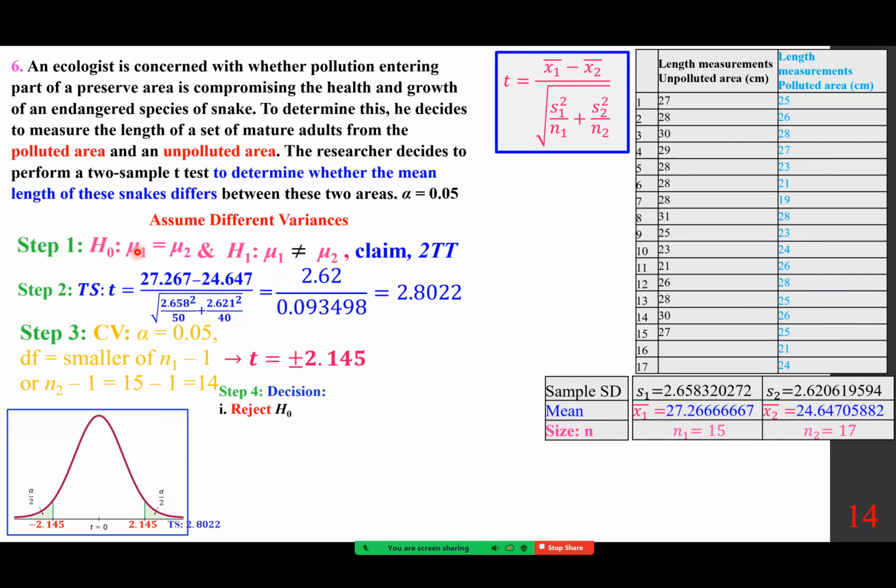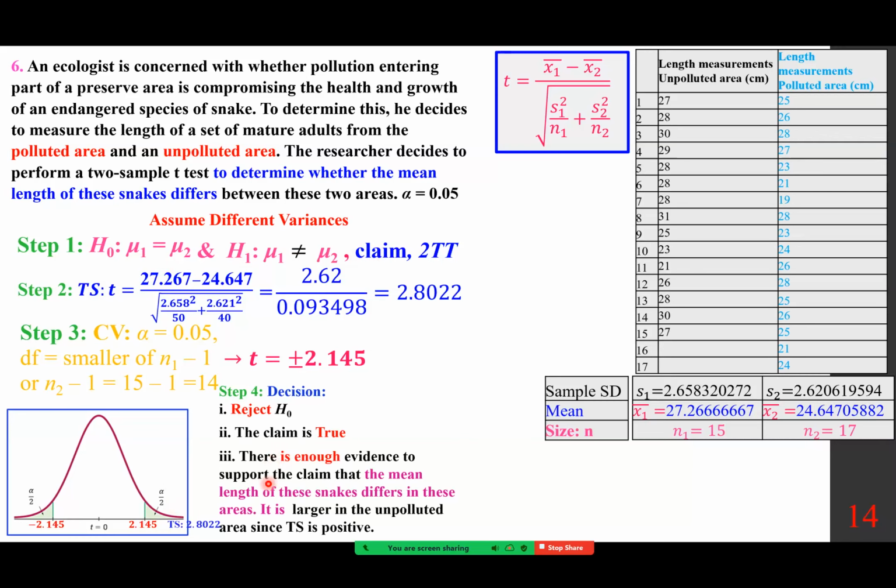If you're rejecting H0, you're accepting H1, so the claim becomes true, and you reiterate and rewrite: there is enough evidence to support the claim that the mean length of these snakes differs in these areas. It is larger in the unpolluted area since the test statistic is positive. By the way, we claim that they are different, but if this is positive, that means larger. If it's negative, that means smaller. That's another meaning of these calculations.